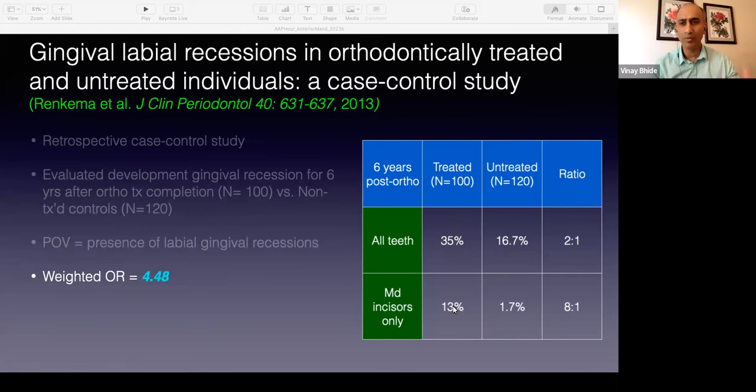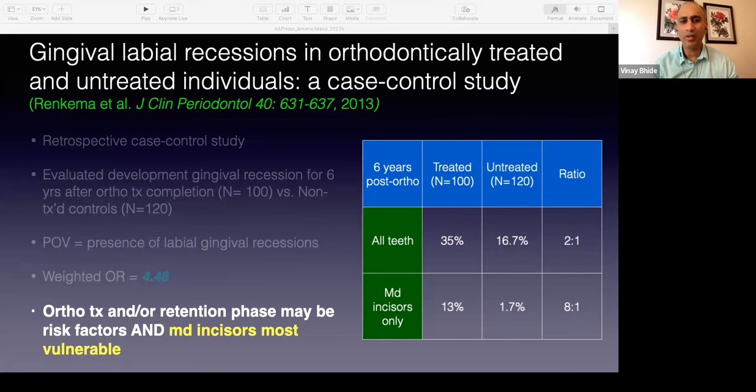And so they concluded that orthodontic treatment and/or the retention phase may be risk factors, and that the mandibular incisors were the most vulnerable group of teeth to be affected by gingival recession.